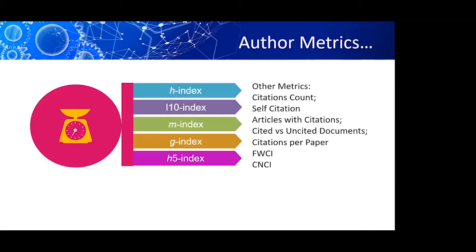So now I'm moving to the important and major author metrics, which I'm going to discuss here: the H index, i10 index, M index, G index, H5 index. And other metrics which can be considered are citation count, self citations, articles with citations, cited versus uncited documents, citations per paper, FWCI and CNCI. Here FWCI is Field Weighted Citation Impact, and CNCI means Category Normalized Citation Impact.